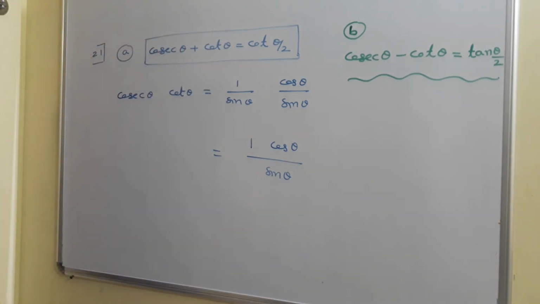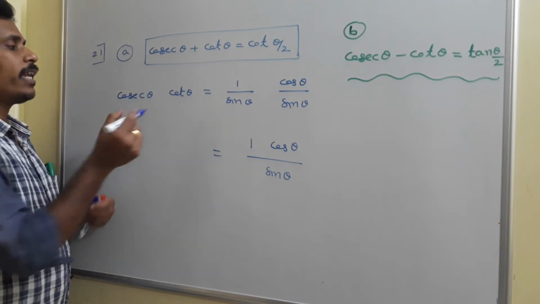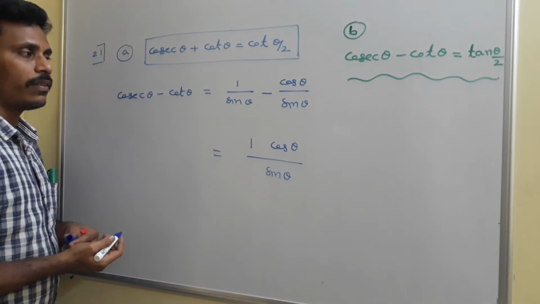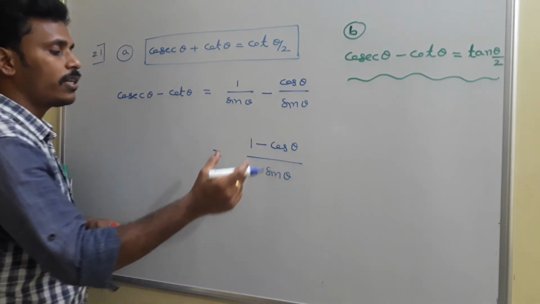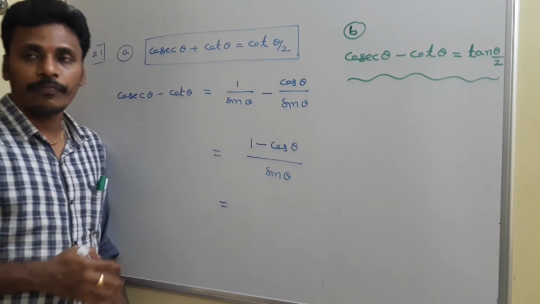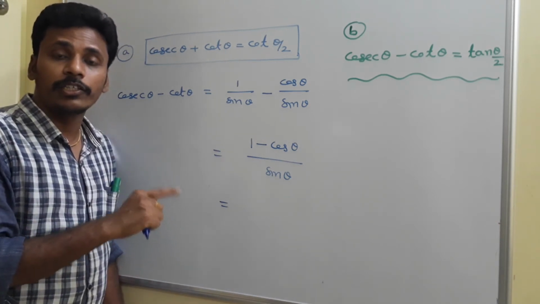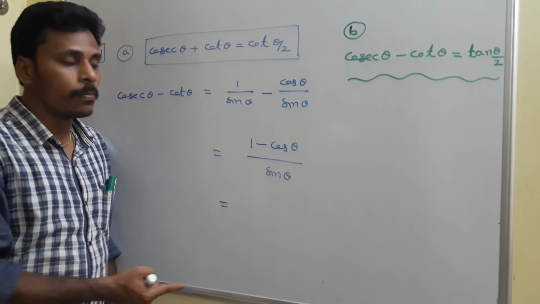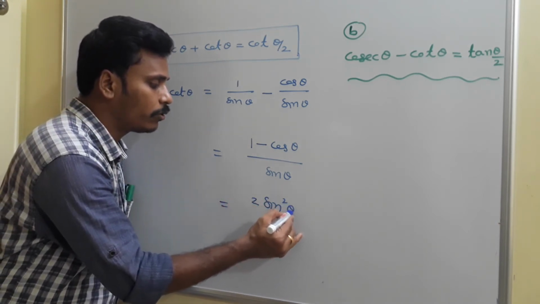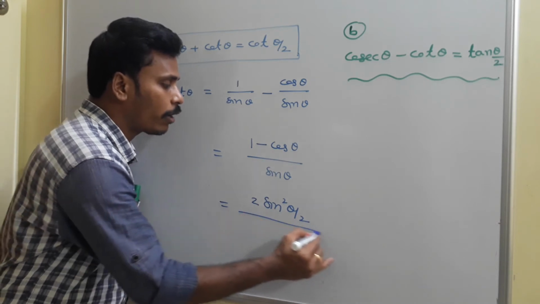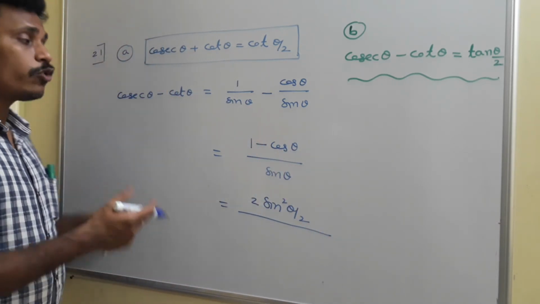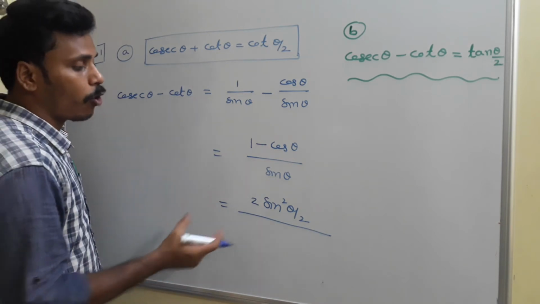Very simple actually. Cosec theta minus cot theta is 1 by sin theta minus cos theta by sin theta, that is 1 minus cos theta by sin theta. 1 plus cos theta is 2 cos square theta by 2, and 1 minus cos theta is 2 sin square theta by 2. Again, the half angle formula for cos 2 theta. I mentioned this in the previous class also for different problems.